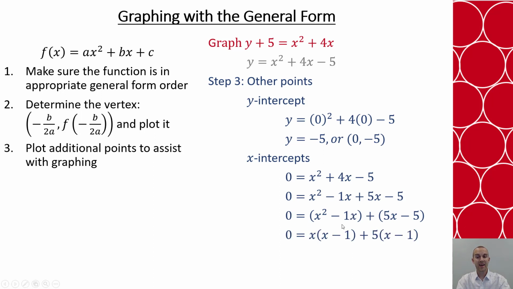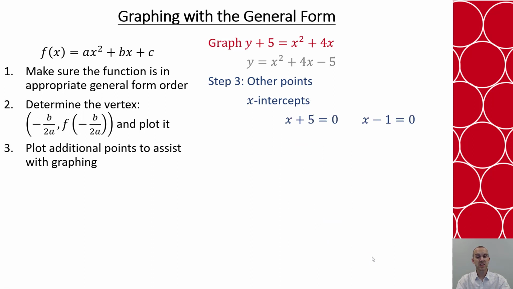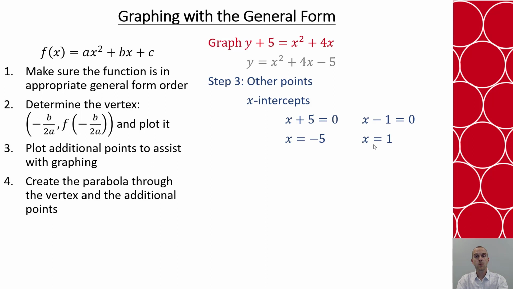I pull out the x from the first set and the 5 from the second, and that's great because I get x minus 1 and x minus 1. So my two factors are x plus 5 and x minus 1. Now I set each of those equal to 0, and so x is negative 5 and x is 1. Those are my intercepts at negative 5, 0 and 1, 0.